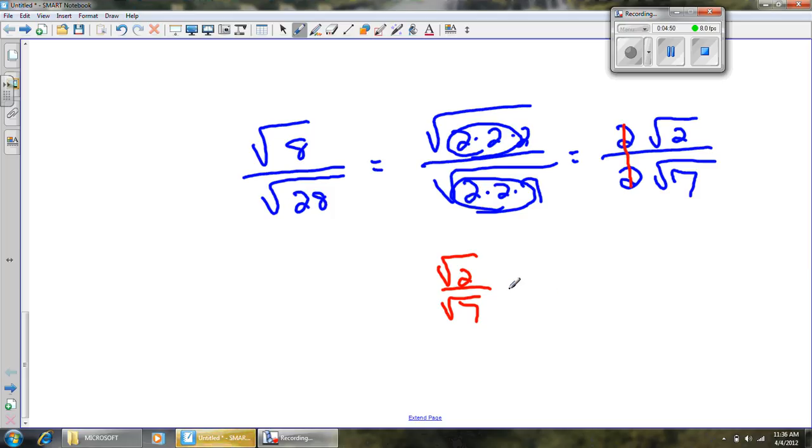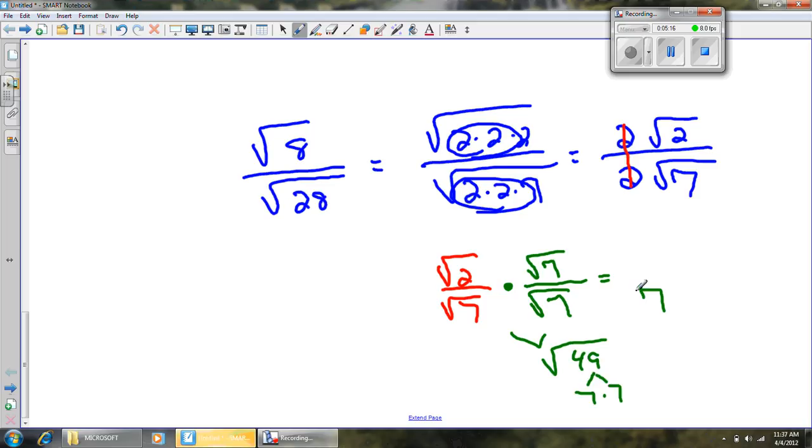Meaning I'm going to take that irrational number and turn it into a rational number. It's real simple. I've got a rad 7 downstairs, so I'm going to multiply by rad 7 in both the numerator and the denominator. When I do that, my denominator turns into 7, because it would become rad 49, and 49 is 7 times 7, so it breaks down to 7. My numerator will turn into rad 14.